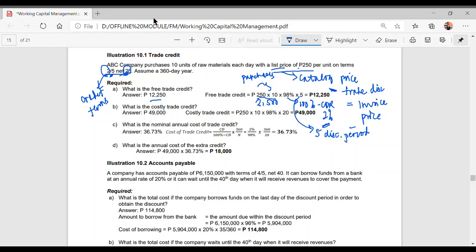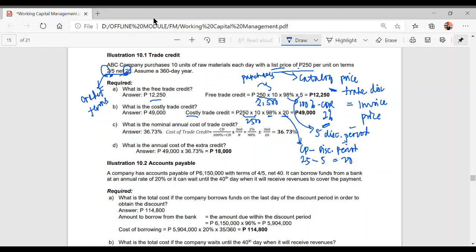Next, what if the problem asks what is the costly trade credit? So the costly trade credit is equivalent to the purchase which is 2,500 times 98% again, net of the discount, times 20 days. So what is 20 days? How do you get that? That is equivalent to the credit period minus the discount period. Our credit period here is 25 minus the discount period of 5. So you will get 20. So the costly trade credit is 49,000. This is for the number of days that you did not take advantage of the discount. So that is the costly trade credit, because we forgo the discount that we could have availed of. So that's why it is costly.